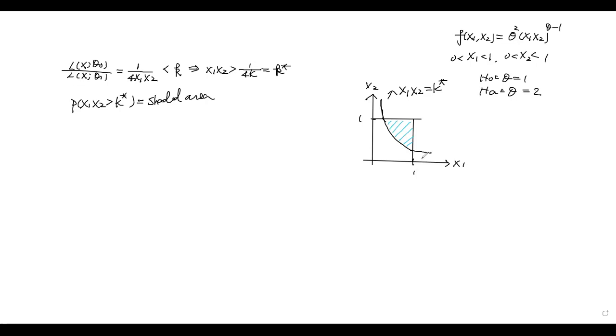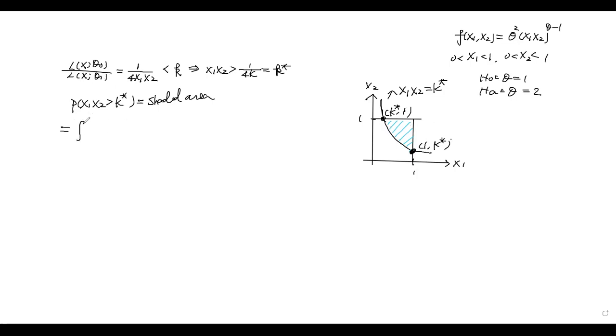This point is where x1 equals 1, so this point is (1, k star). And this other point is (k star, 1). Now, how do I take the integration to find this shaded area?